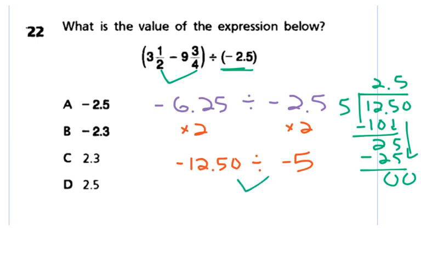And then, since we have a negative divided by a negative, it's the same as the multiplication rules. Same sign. They multiply or divide to a positive number. So your answer should be 2.5.